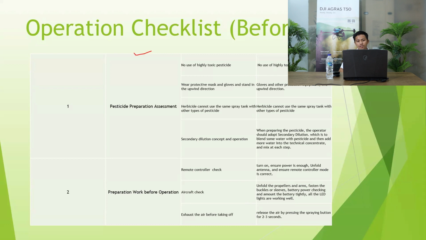So in that kind of condition, you can mix, but you just follow the order, right? Powder chemical first. The chemical that needs time to be homogeneously mixed, you can mix first. So always remember, do not mix herbicide with another chemical.